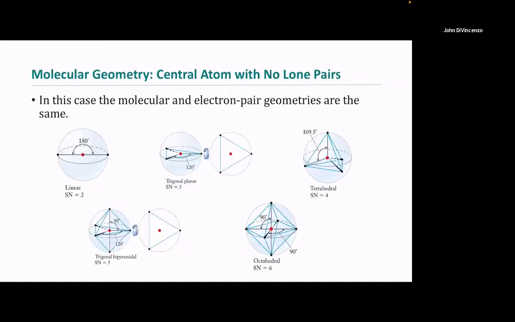Okay, so if the central atom has no lone pairs, then the molecular geometry is the same as the electron geometry.